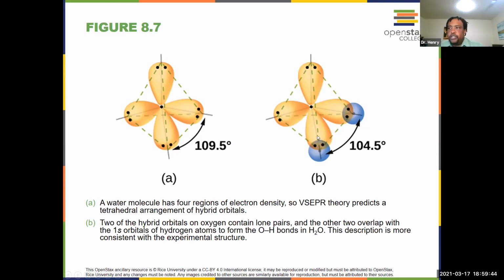But these 2 are going to be the ones forming bonds with each of the hydrogens. As a result of that, it changes the natural shape of the orbitals itself, because normally this would be a 109 angle, but when we put hydrogen on here, now we have 104.5 because of that hybrid structure.